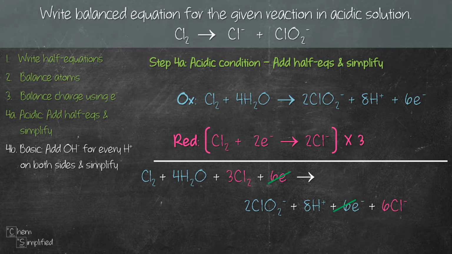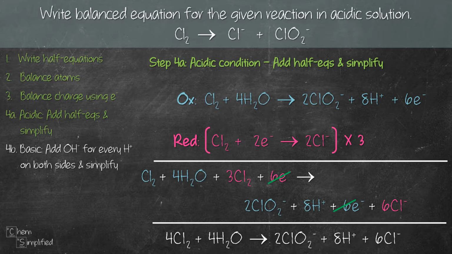After we simplify, we rewrite the equation. We have 4 Cl2 plus 4 H2O, giving us 2 ClO2 minus and 8H plus and 6 Cl minus. That's our balanced equation in acidic condition. Basically, we're done answering the question at this point.